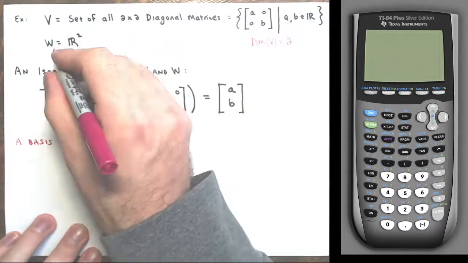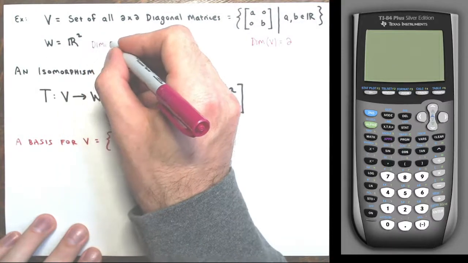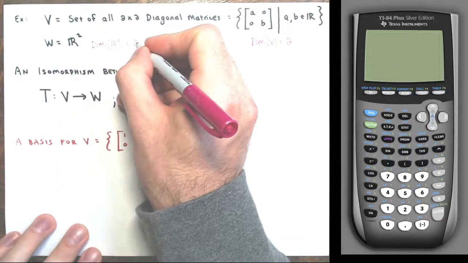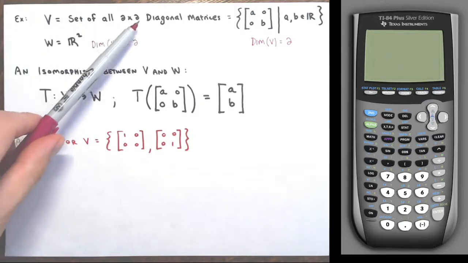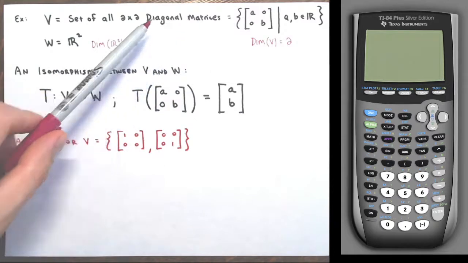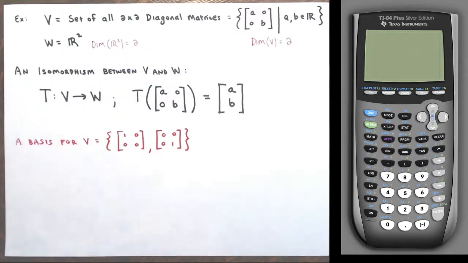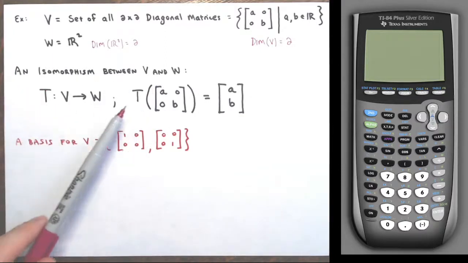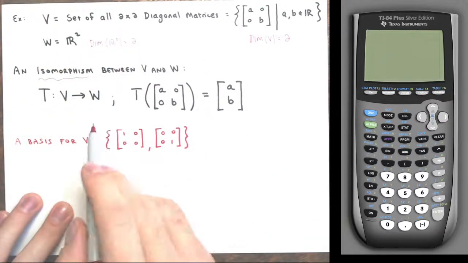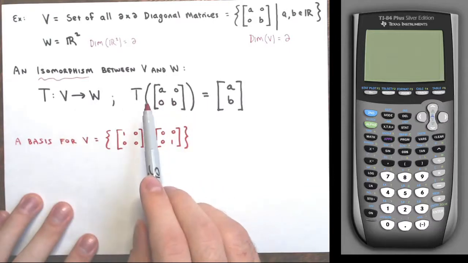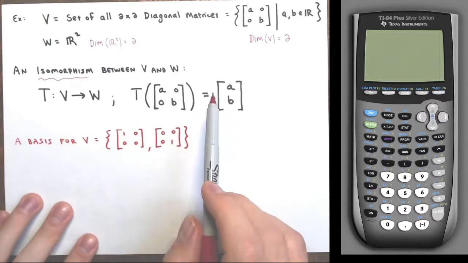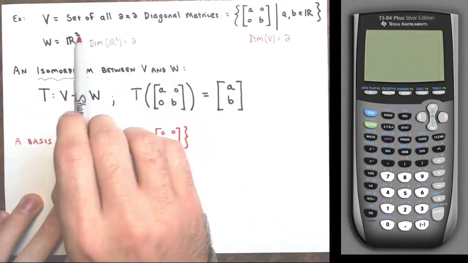Also, W here is R2. We know that the dimension of R2 is 2. So you see these spaces have the same dimension. That means V, the set of all 2 by 2 diagonal matrices, is isomorphic to R2. And here is an isomorphism between them. I've already told you it's an isomorphism; you can go through and check again. This is a linear invertible transformation between the set of all 2 by 2 diagonal matrices and R2.